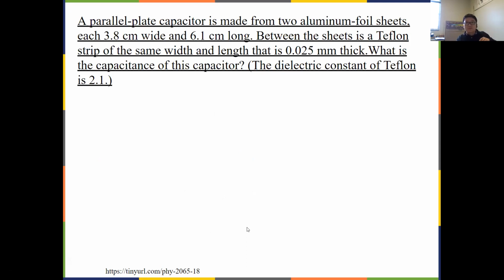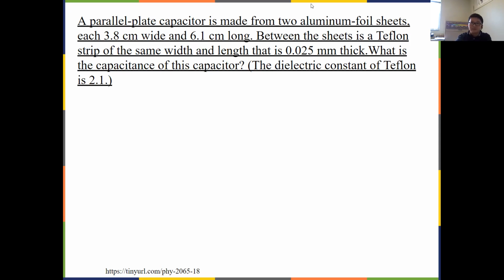So it says a parallel plate capacitor is made of two aluminum foil sheets and has the length and width given. Between the sheets is a Teflon strip of the same width and length, with a thickness of 0.025 millimeter. What is the capacitance of the capacitor? Okay, so now we will be calculating capacitance with the dielectric.